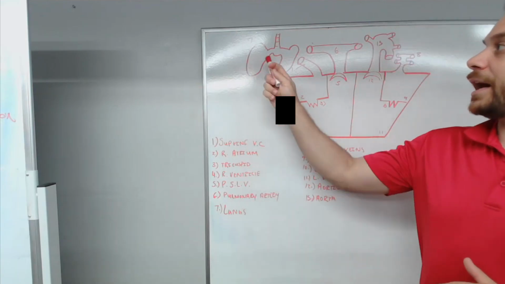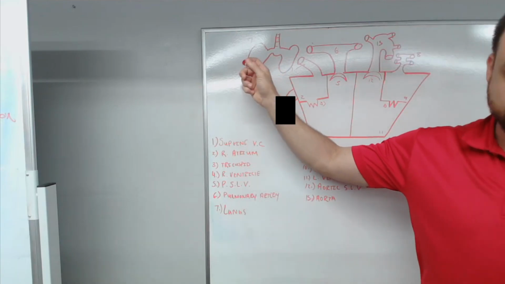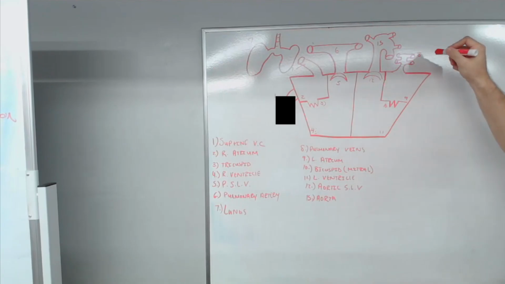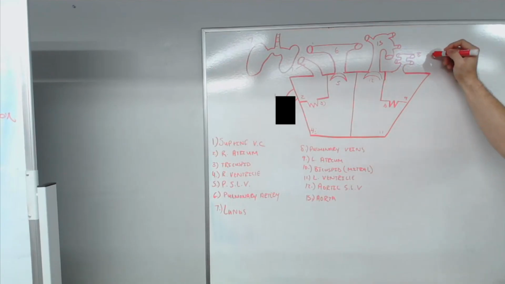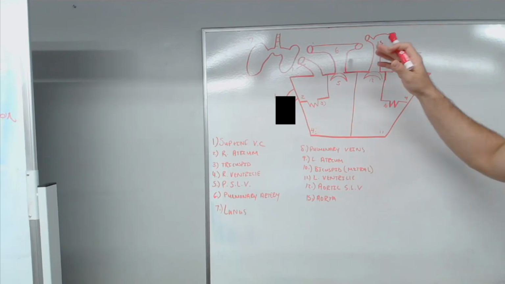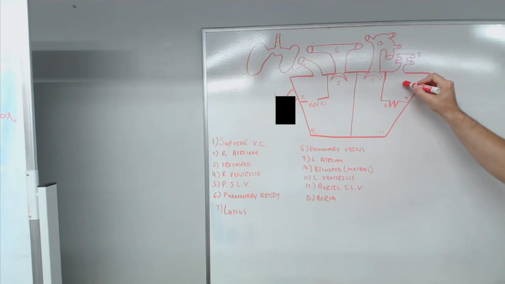Then, once we have oxygen from the lungs, we're going to come back to the heart. And we come back to the heart via what's called the pulmonary veins. So the pulmonary veins are taking the blood back from the lungs to the heart, which leads to now the left atrium.